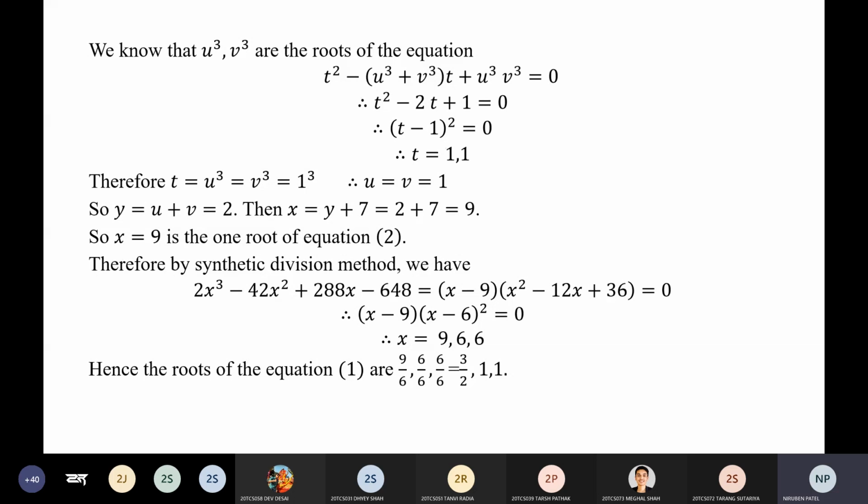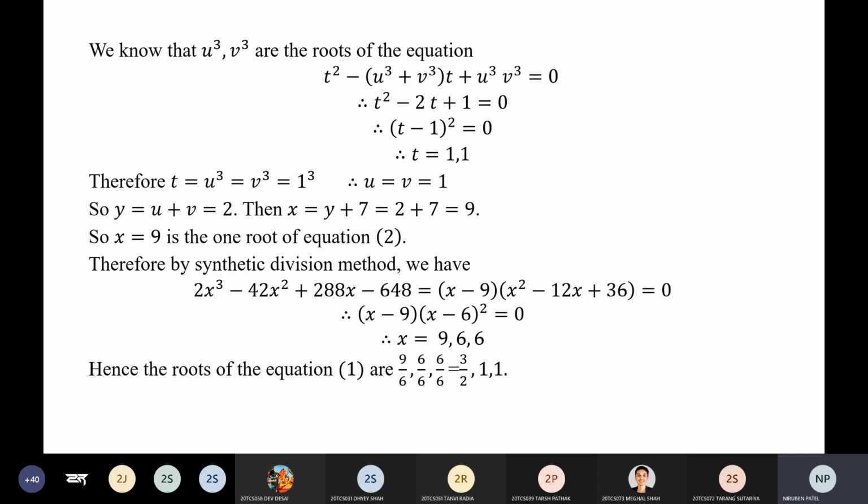So the roots of the original equation are 3 by 2, 1 and 1. Is it okay, beta? So if we do not multiply by 6 and do it directly, you will still find this answer: 3 by 2, 1 and 1. Only in between, because of fractions, you may have a little bit of mistake or complication. Is it okay, beta?